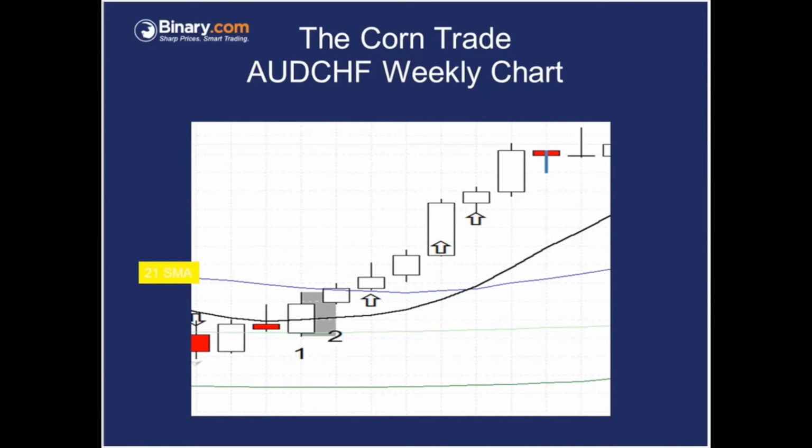This was that Aussie Swiss trade. We had two buyer bars in a row. The second one closes the other side of the 20 period moving average, and then invariably you have a no touch beneath that, and then the trade just runs on and on and on.